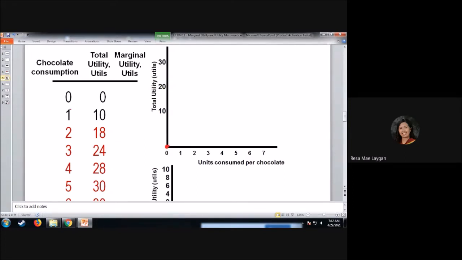With one chocolate consumed, you will obtain 10 utility, so from here to here. Then with 2 chocolates, you have 18 total utility. You have it here. With an additional 1, you have 3 chocolates consumed, and your total utility is 24.